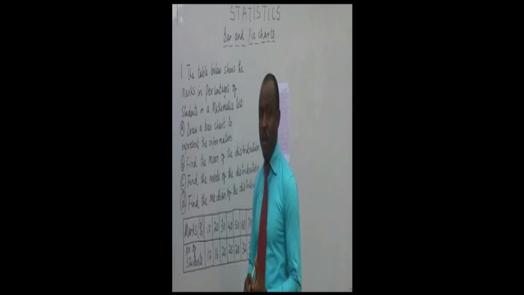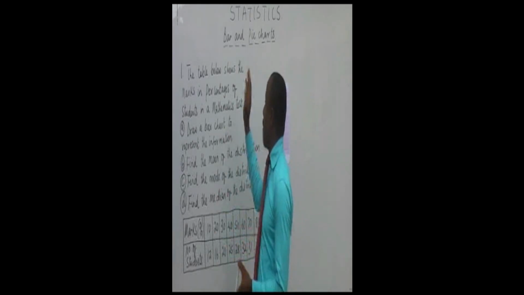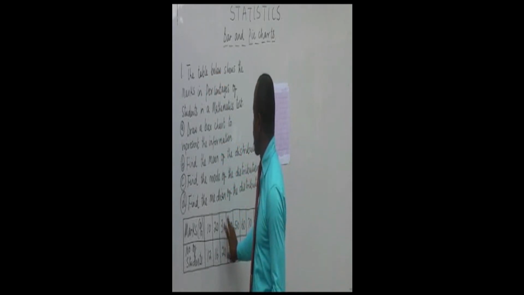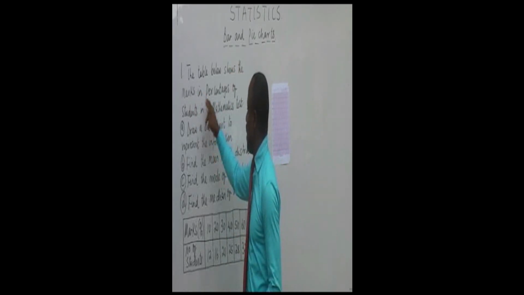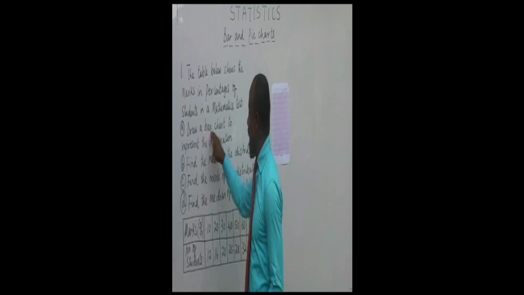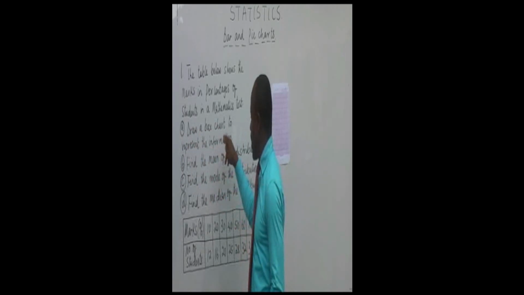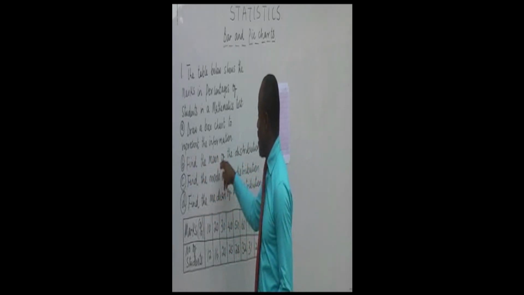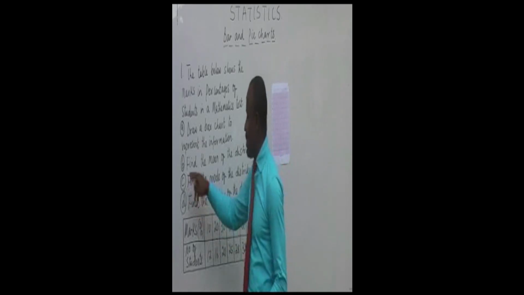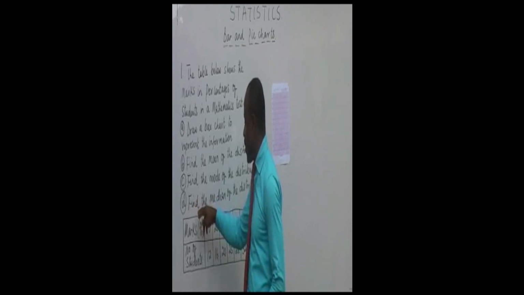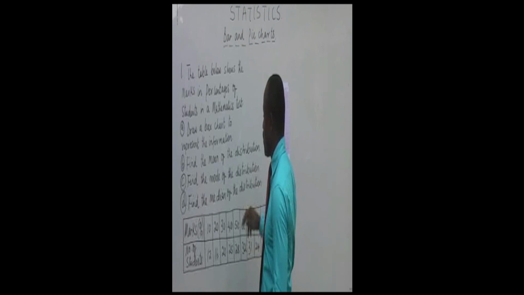We are to take our first question on bar and pie charts. The question says that the table below shows the marks in percentages of students in a mathematics test. Question A says we should draw a bar chart to represent the information we have here. B says we should find the mean of the distribution. C says we should find the mode of the distribution. D, which is the final question, says we should find the median of the distribution.